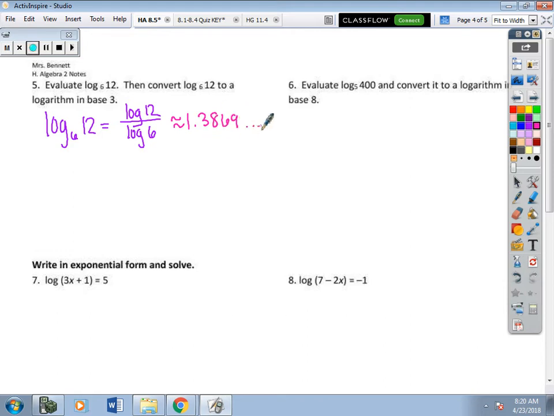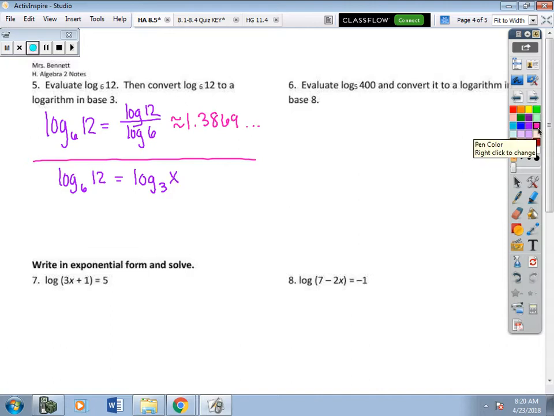I'm going to round it to the nearest 10,000 like we did on the front. But whenever we do the second part, you will want to leave this in your calculator. All right, so evaluate, that's done. Then convert log base 6 of 12 to a logarithm in base 3. So what we're going to do is take this log base 6 of 12, and we want to set it equal to log base 3 of, let's call it x. So we're going to convert this so that it stays the same value, but it no longer has a base of 6, it'll have a base of 3, which means this number is going to change.